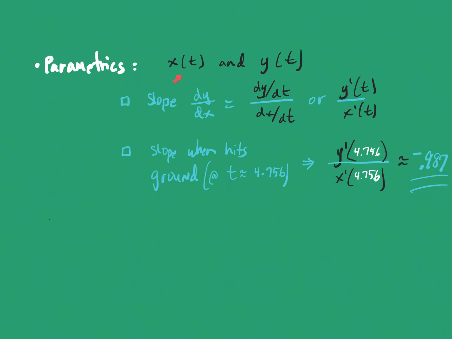Hey Andrea, so this problem was about parametrics, and we know that the slope of parametrics is defined this way. And so we know that when the thing hits the ground at around this many seconds, the slope there will be y prime at that time divided by x prime, which was negative 0.987, and we were wondering why did they do inverse tangent of the positive value?